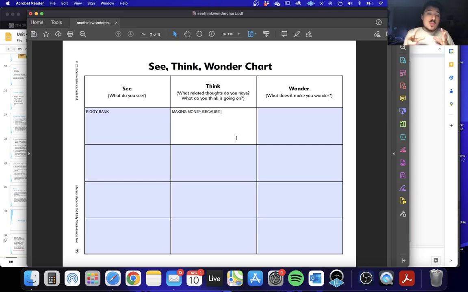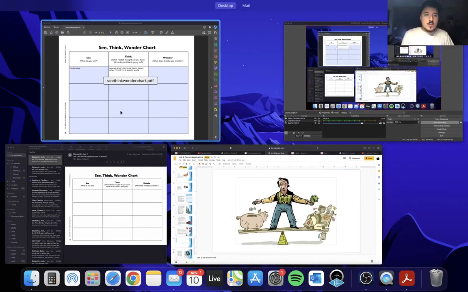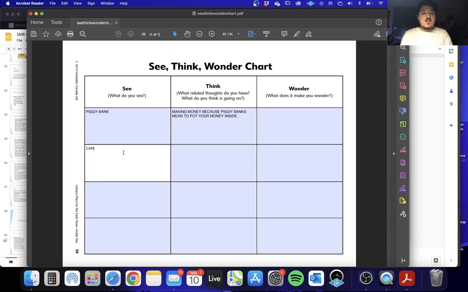Because, so here you have to come up with a reason why. So here, I think that this is about making money because piggy banks mean to put your money inside. So when I put money inside my piggy bank, it makes me think, oh, this is going to be a topic about making money. Let me look at what else I see here. Ooh, I see a car with a dollar sign over there. So I'm going to put car with dollar sign.